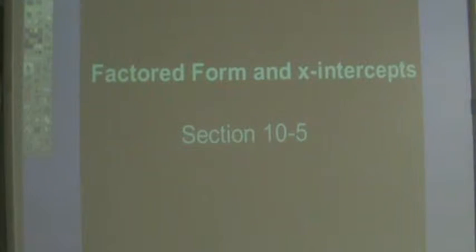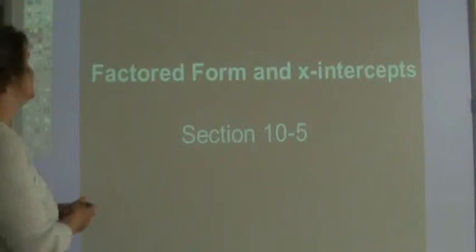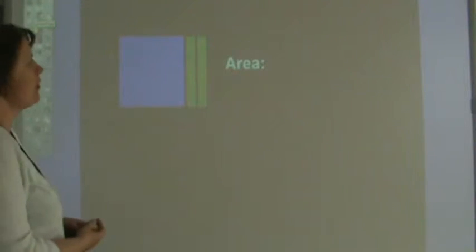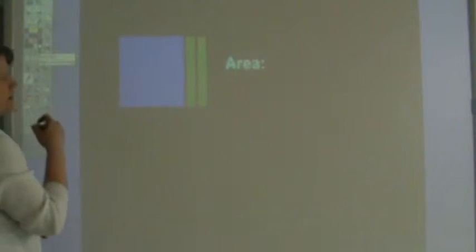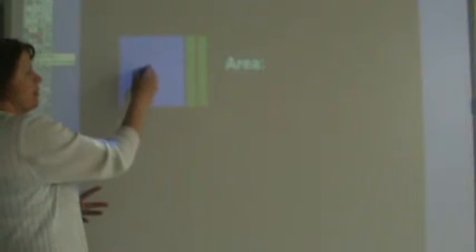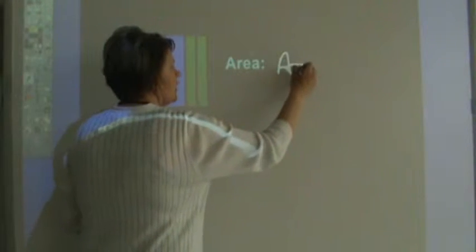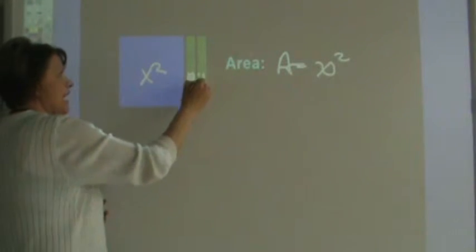Okay, we're looking at factored form and x-intercepts, section 10.5, if you wanted to title your notes. So we have the area. If you remember the algebra tiles, there's two ways to look at the area of this. You could look at it with just the colors. If you remember, each blue one was x squared. So area could either be x squared, and then each of these guys was x.